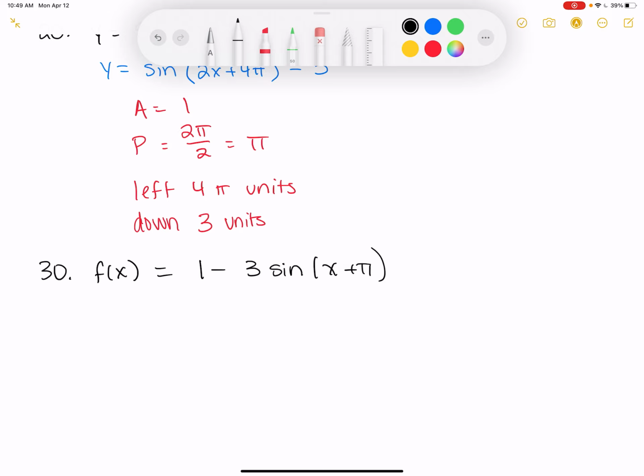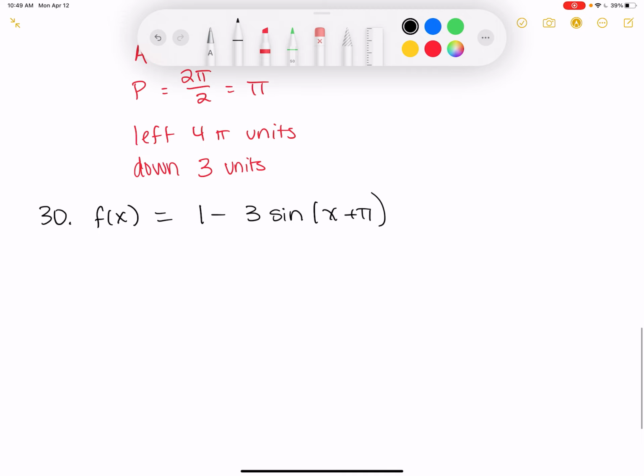Okay, does everybody have the problem written down? Yes. Okay. What do we notice about this problem? The 1 is at a weird spot. The 1 is in the wrong spot.